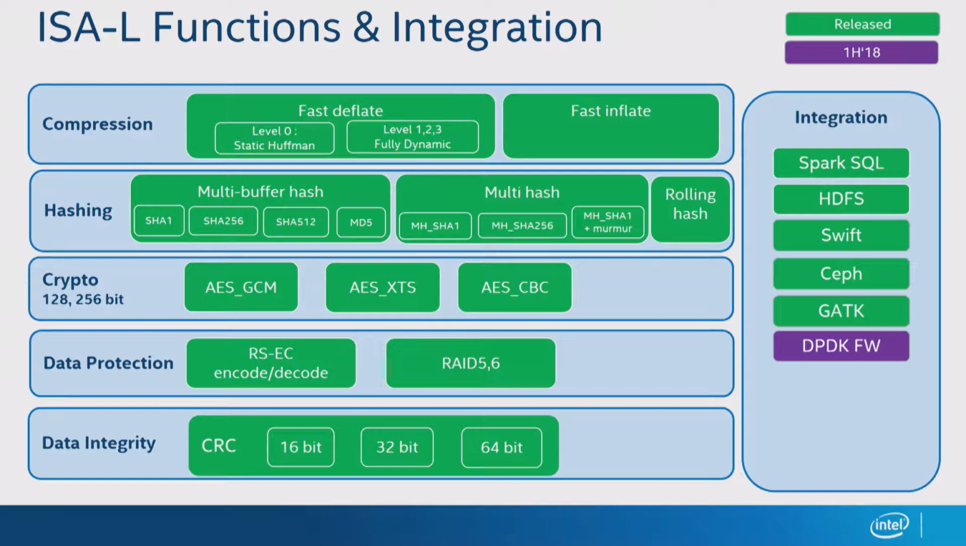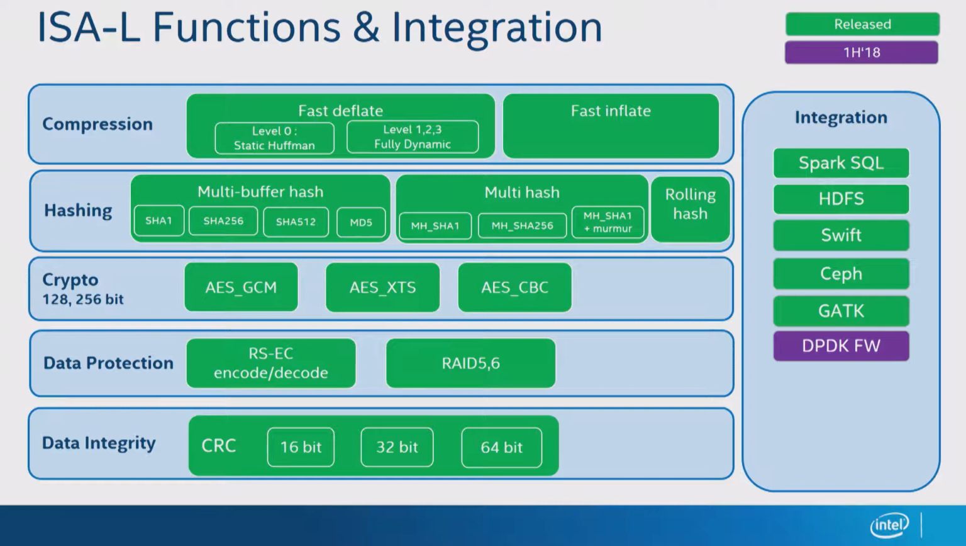In terms of crypto, we support block ciphers, 128 and 256 bits. For data protection, we have RAID 5, RAID 6, and we've also added erasure coding, Reed-Solomon erasure coding, which helps you minimize the data footprint on storage platforms. And for data integrity, we support CRCs to detect data transmission errors while transmitting data, in 16-bit, 32-bit, as well as 64-bit.